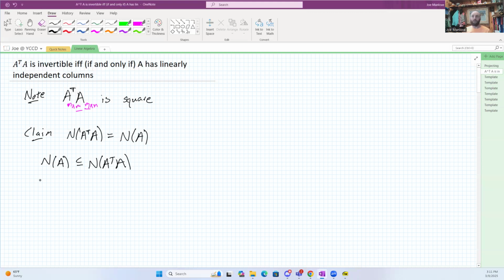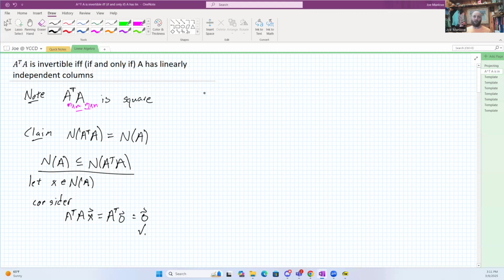So for our first way, this one's pretty straightforward. We're just going to say, let's let X be in the null space of A. Then we're going to consider A transpose A done to X. Well, A transpose A done to X is just A transpose done to the zero vector, because X is in the null space. A transpose times the zero vector is going to be the zero vector. I'm good on this one, right? So that's one direction, check.